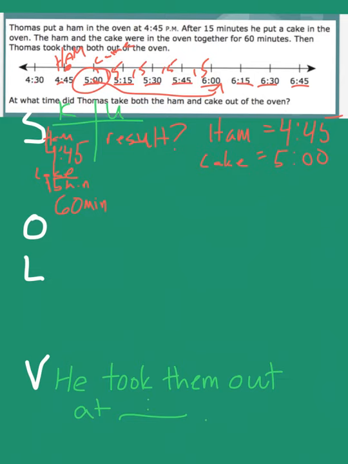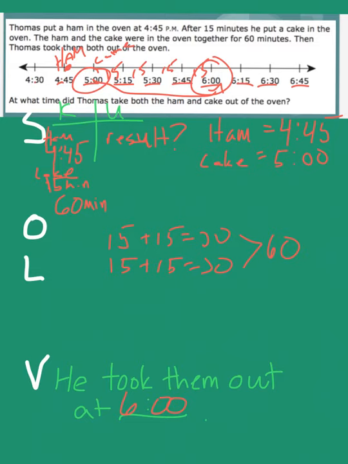So, we've got 15 plus 15 equals 30. 15 plus another 15 equals another 30. And that gives me 60. So we know he took them out at 6 p.m.